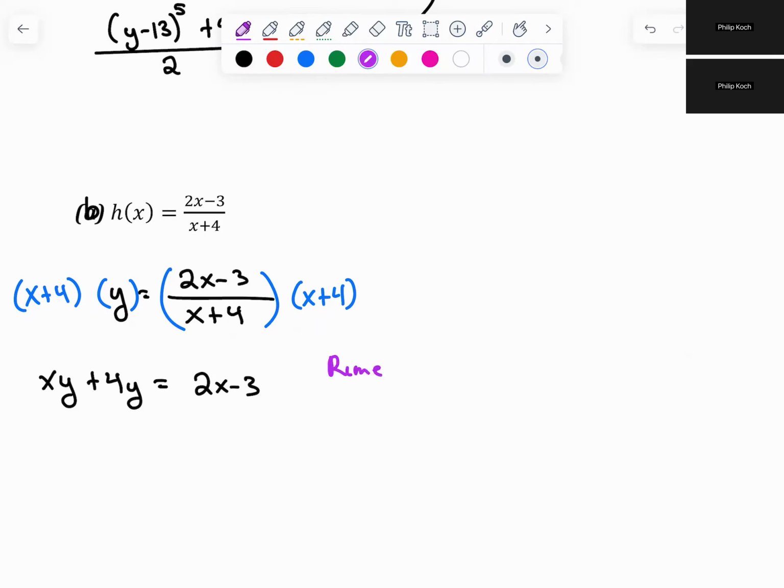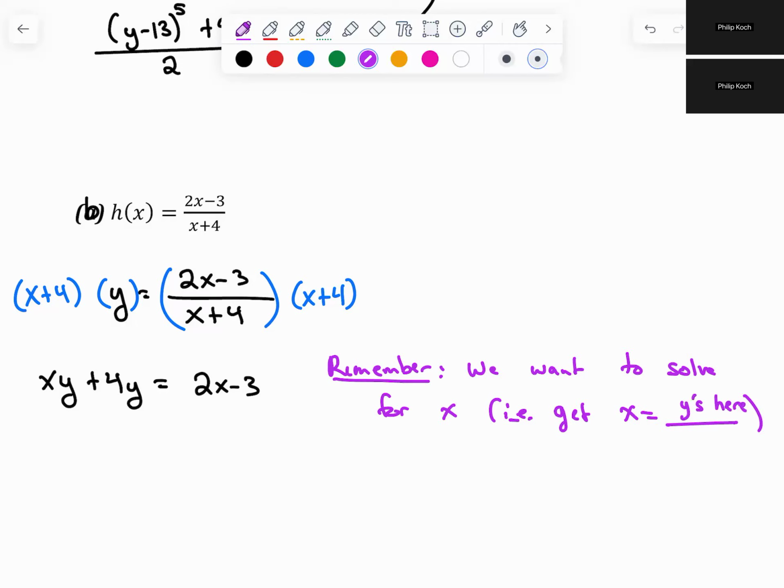Remember our end goal. Remember, we want to solve for x, i.e. get x equals blah. And there's just y's here. So we only want y's on the right-hand side. We only want x's on the left. Yes. Leave it unfactored, like unfoiled. Unfoiled, yes, you could, but you're going to see a little bit later that it actually needs to get foiled. It needs to get distributed. We should talk about that when we're out of time at the moment.